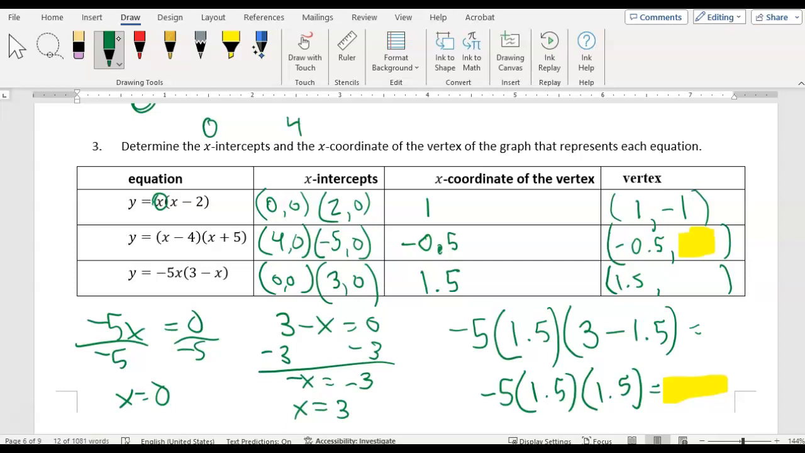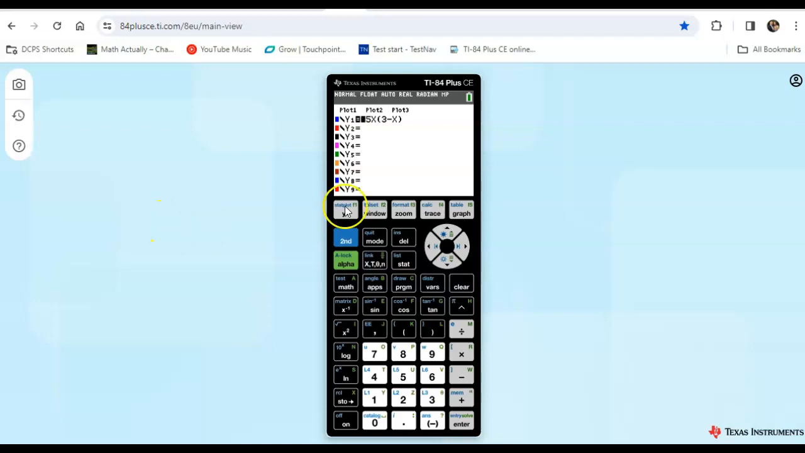Now, you can always check your answer by looking at the calculator. So let's take a look at the calculator real quick. In my calculator, I have already put the last equation. If you wanted to distribute it and write this as negative 15x plus 5x squared, you could do that as well. I wrote it just as it was given to us to show that that works as well. If I press graph here, now I can see what my graph looks like.